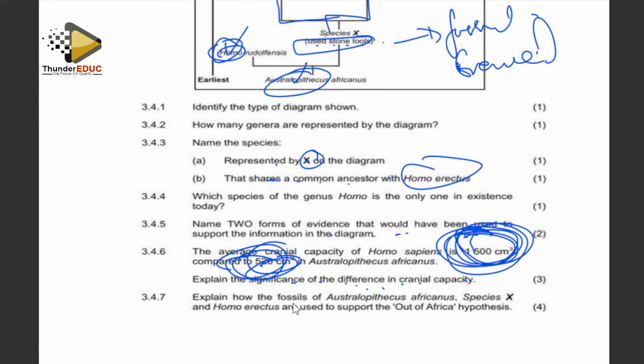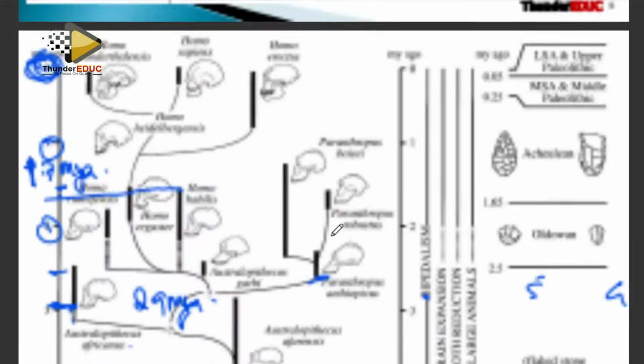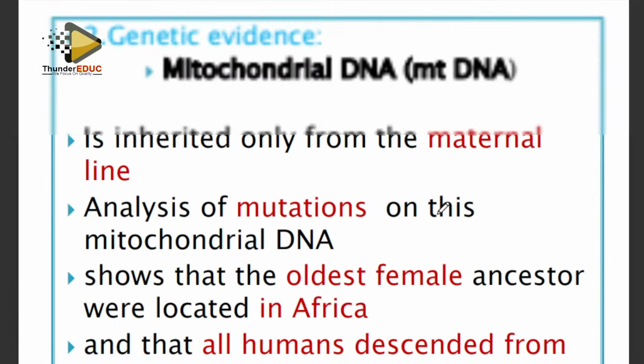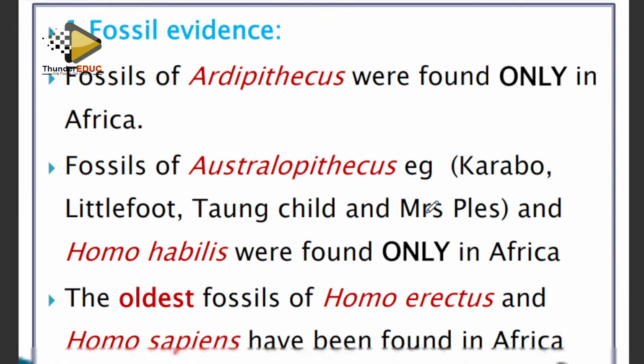They're saying, explain how the fossils of Australopithecus africanus, species X and Homo erectus are used to support the out of Africa hypothesis. So guys, how do I state the out of Africa hypothesis? It must start with the words modern humans. It states that modern humans originated from Africa and migrated to the rest of the world.